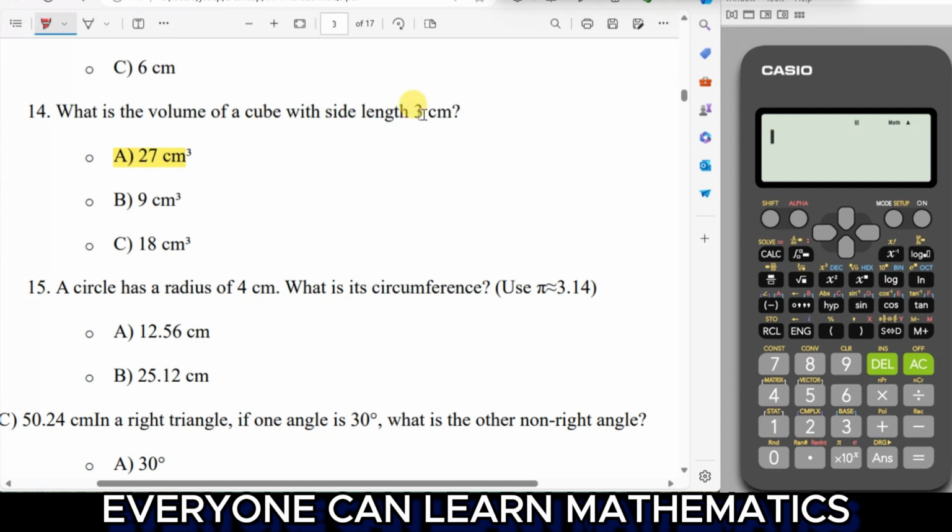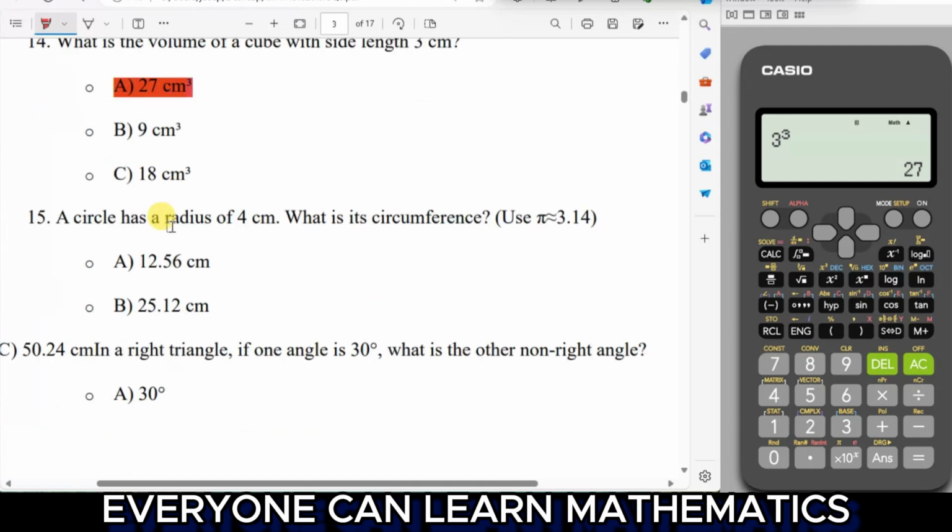So we pick 3 cubed. 3 times 3 times 3, so we have 3 exponent 3, and that will give me 27. So the correct answer here is A, right?